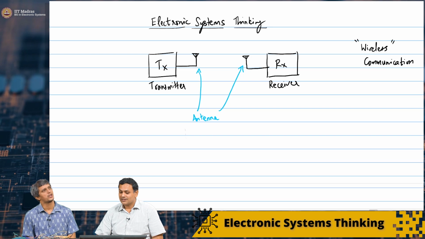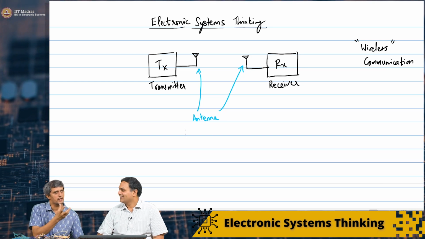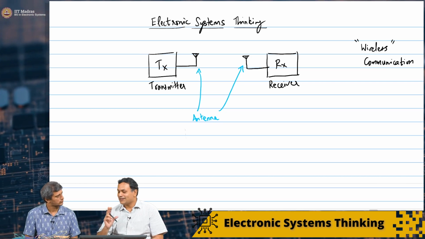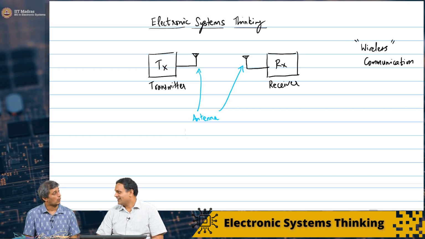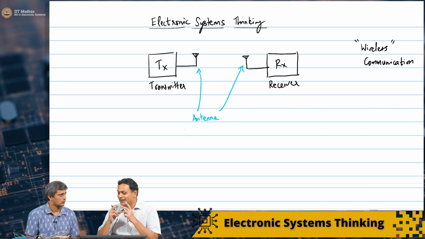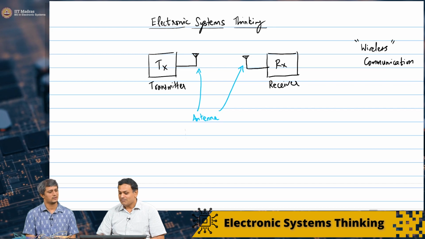In a mobile phone, I don't see such long antennas. The antenna is more cleverly placed. But there are two things. The size of the antenna is strongly related to the frequency at which you are transmitting or receiving. Maybe we'll quickly look at that.